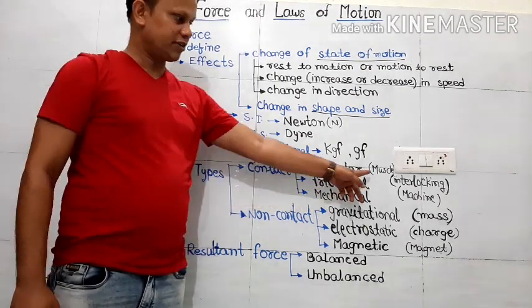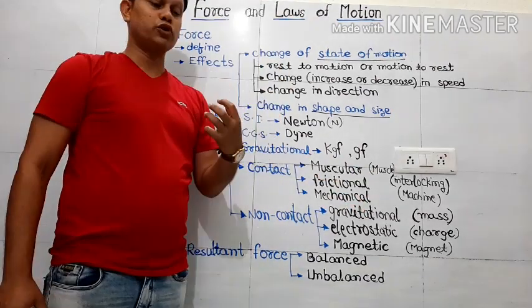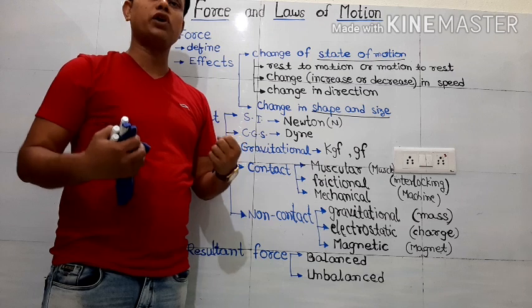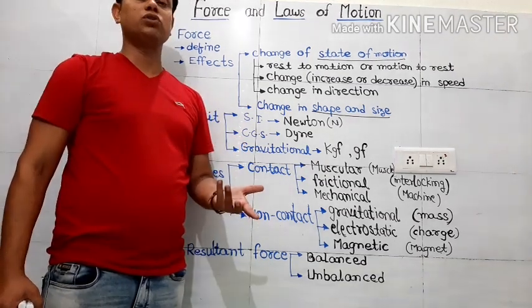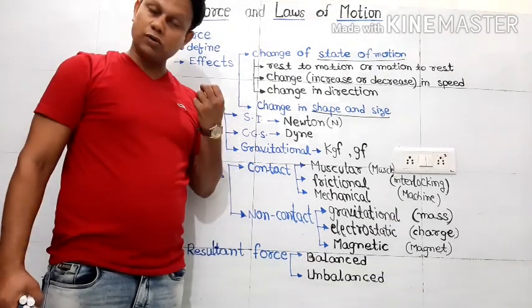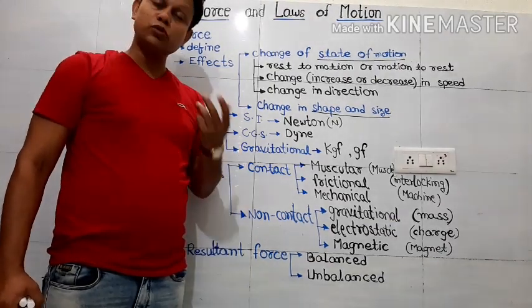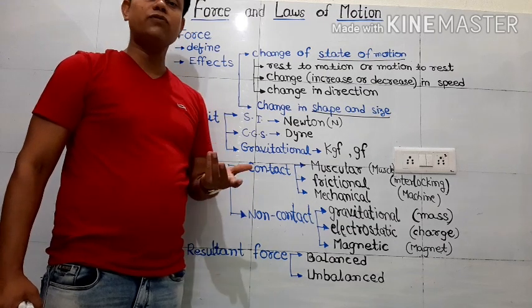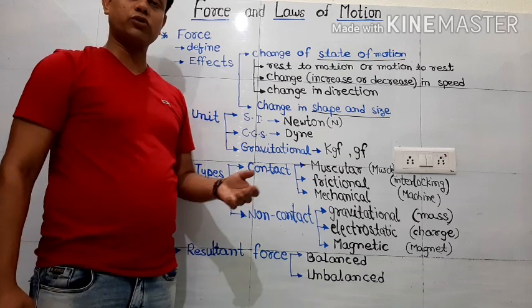Now, some examples of contact forces which we have studied in previous classes also. Muscular force: the responsible factor is muscles, meaning the force in which we use our muscles. Any animal like a cheetah catches its prey with the help of muscular force only. The bullock pulls the cart with the help of muscular force only. So wherever muscles are involved, that we call muscular force.